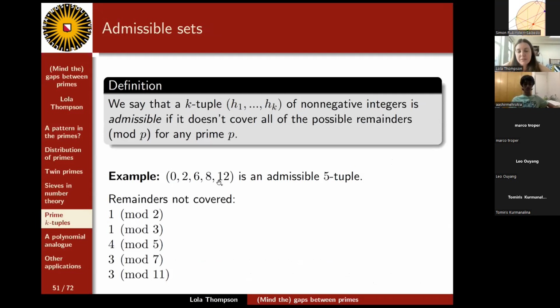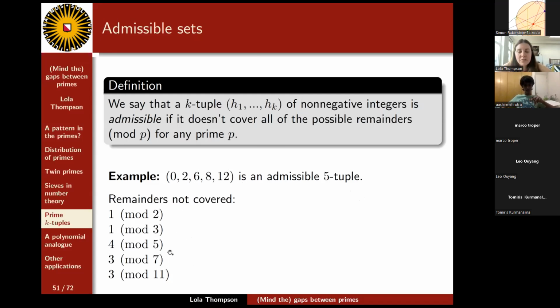For example, this tuple here, 0, 2, 6, 8, and 12, is an admissible 5-tuple. We'll just go through and check that there's always at least one remainder that is not in this list. Mod 2, all of these numbers are even, so 1 mod 2 gets skipped. So it's not covering all possible remainders mod 2. Similarly, mod 3, we have 0 mod 3, 2 mod 3, 0 mod 3, 2 mod 3, 0 mod 3. So we never get 1 mod 3 in this list. And you can go through and check mod 5 and mod 7.